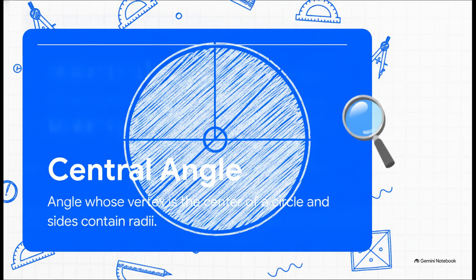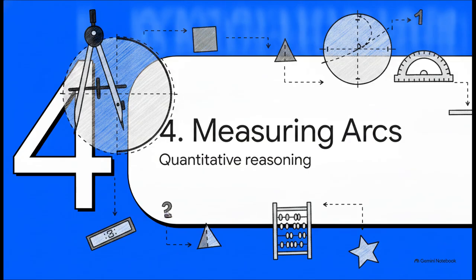This is officially defined as a central angle because its vertex is locked right at the center, and its two sides are straight radii extending to the edge. It's called a central angle simply because its vertex is sitting at the dead center of the circle. Makes sense, right?